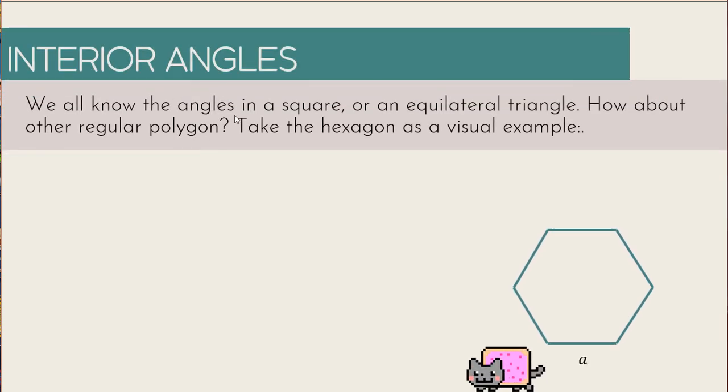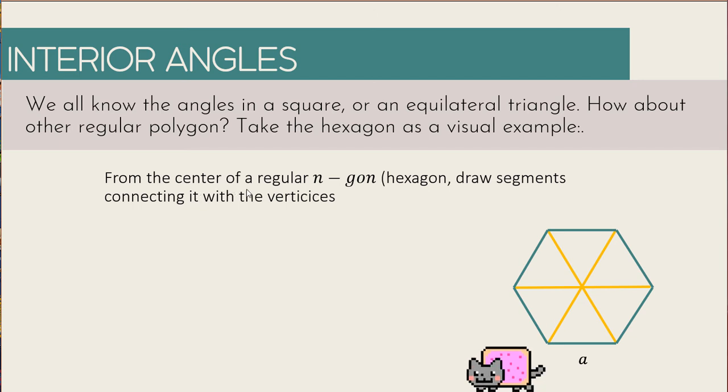We all know that the angles in a square or an equilateral triangle, we know the measure, right? How about other regular polygons? I will use the hexagon as a visual example and try to explain the solution in the general form for n-gon.